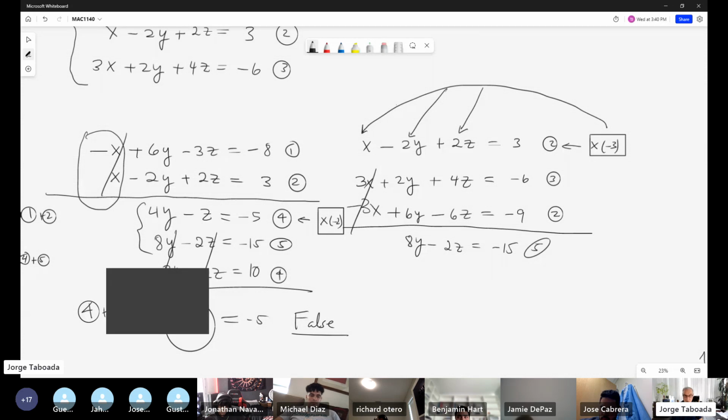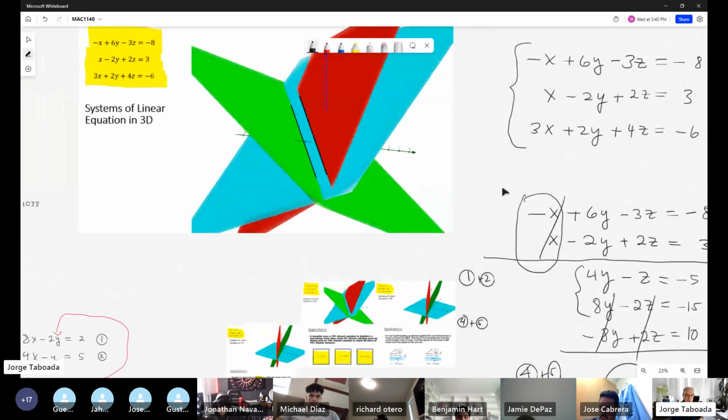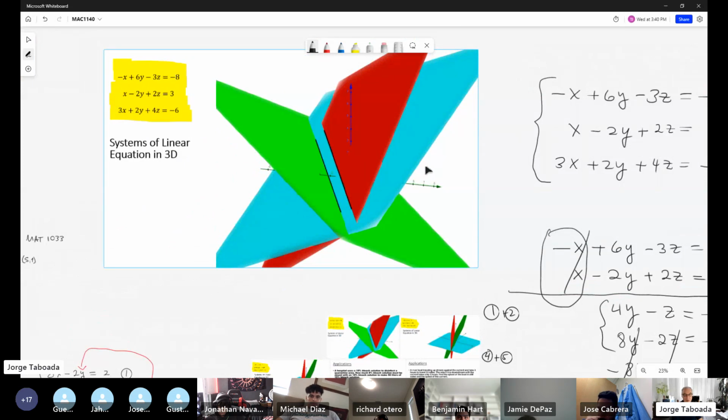Very well. No solution. And you see more clearly now geometrically. Let me come back again to the picture without algebra. Of course, to get that picture, we need sophisticated software. It's available online, but it's okay. This is another challenge. Now you see it's no solution, no solution, no solution. This system has no solution. There is no common point between the red plane, blue plane, and green plane.